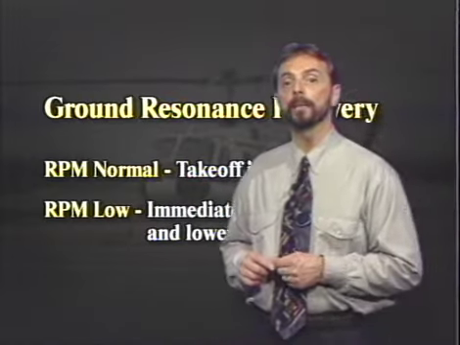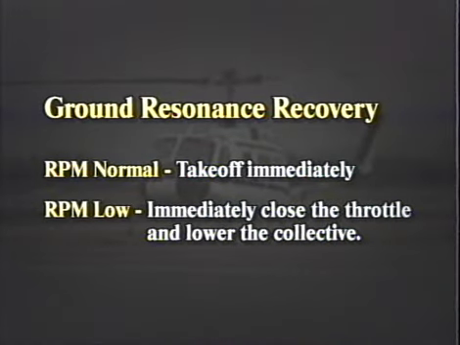If RPM is still in the normal range, take off immediately. This will allow centrifugal force to realign the rotor blades and the resonance will stop. If the RPM is low, say during rotor spin-up, immediately close the throttle and lower the collective pitch fully. Removing power from an unbalanced system eliminates the severe wobbling.